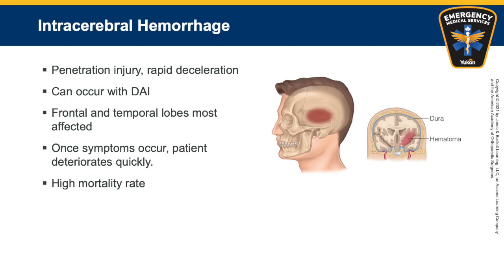The intracerebral hemorrhage, usually as a result of penetrating injuries or rapid deceleration. It typically occurs in the frontal or temporal lobes, and that's usually as a result of front-on impacts or T-bone accidents, as you can see from the injury pattern here. So the key thing to remember here is once symptoms start to occur, these patients deteriorate very rapidly. They have a very high mortality rate.